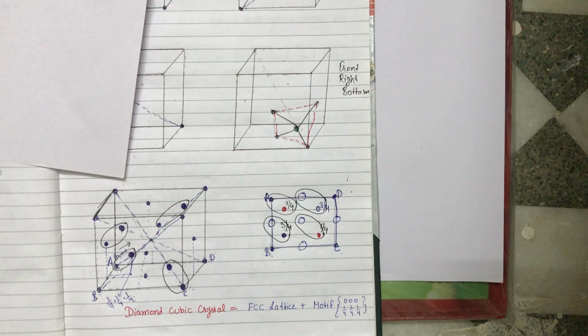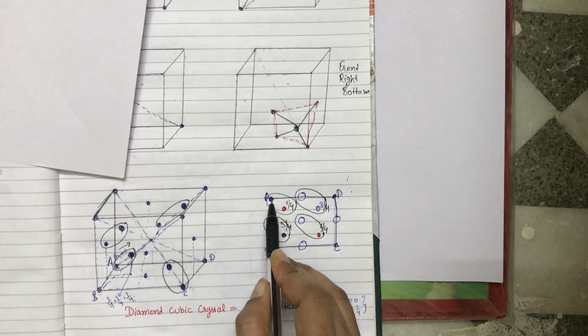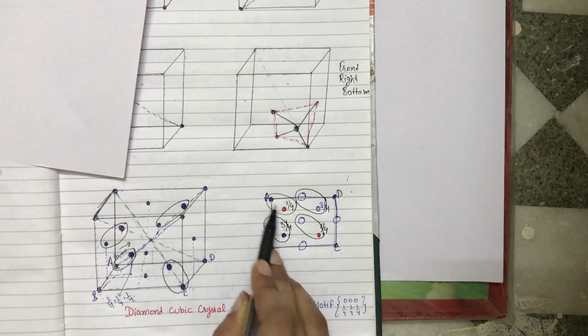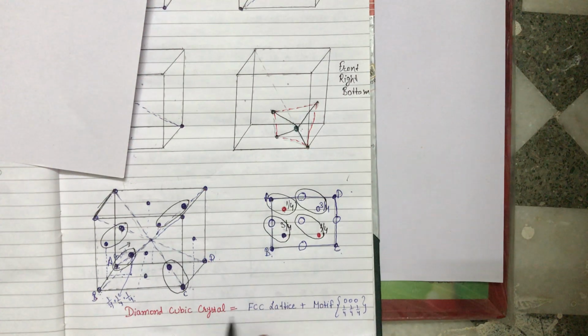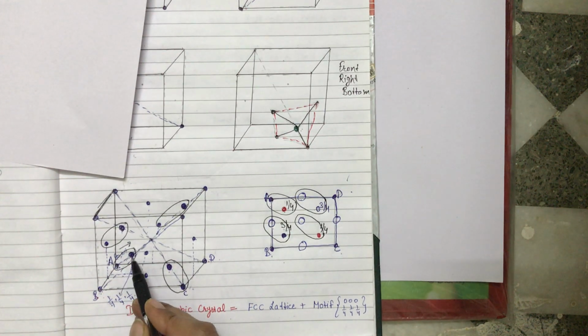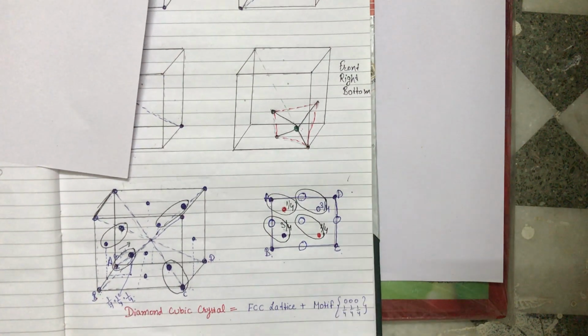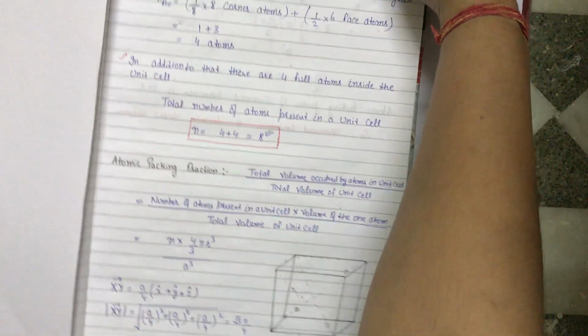So this indicates that diamond cubic crystal is a face centered structure with a basis of 2 atoms. If this is a lattice point, then each lattice point has 2 carbon atoms, one at this point and the other at 1/4 of body diagonal. So diamond cubic crystal is a face centered lattice with 2 motifs, one at 0, 0, 0. If I mark this as 0, 0, 0, then another carbon atom is at 1/4, 1/4, and 1/4. So this is about the structure of this diamond crystal.